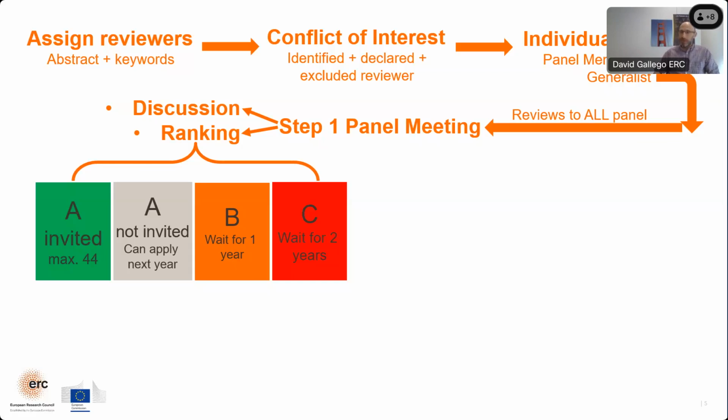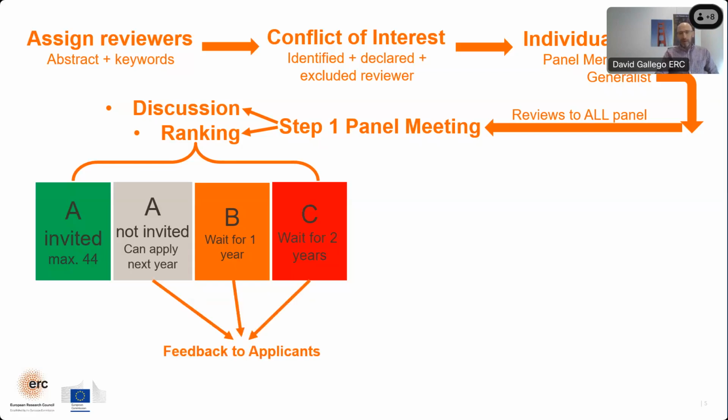But as you can see, there are two types of A's. This is only for logistic reasons. We cannot accommodate more than 44 interviews at step two. For this reason, the Scientific Council introduced this maximum of 44 proposals passed to step two, and the rest of the proposals that have shown the potential to be at step two, but cannot be accommodated, obtain the rank A, not invited. They don't have any resubmission restriction, so they can apply immediately on the following call. Unfortunately, the B proposals, as Jana mentioned, have to wait for 1 year before resubmission, and the C proposals have to wait for 2 years before resubmitting.